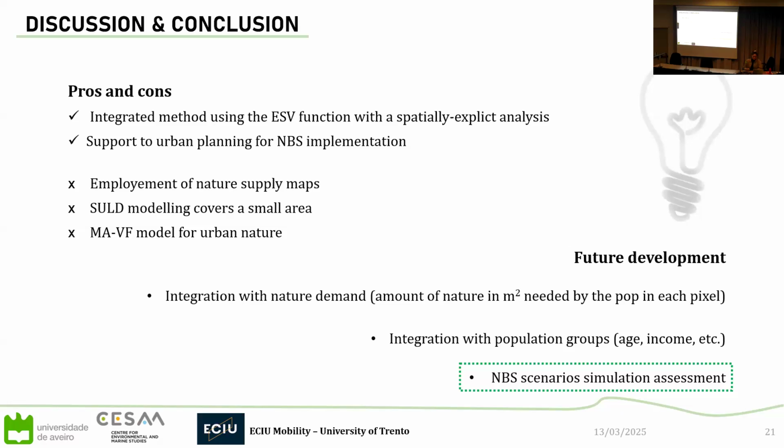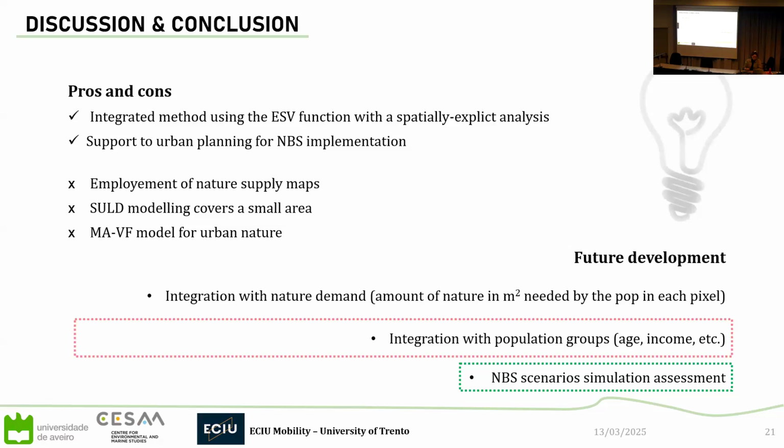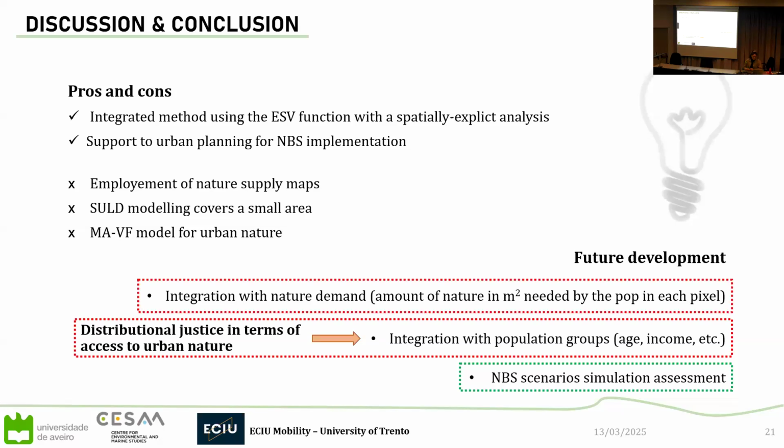As I already said, we are already working on nature-based solution scenarios assessment. We would like to think more about distributional justice in terms of access to nature, and we would like to integrate this analysis with the population by groups, for example, including some groups per age or income or education.